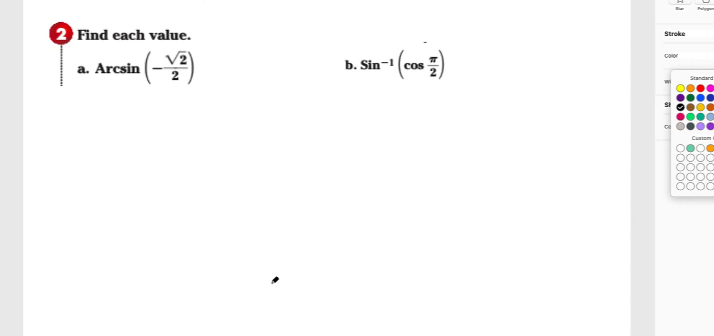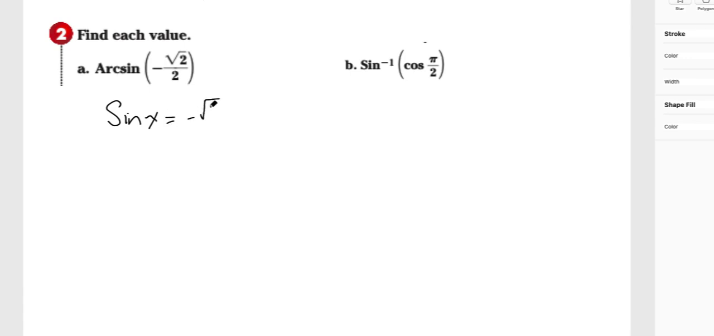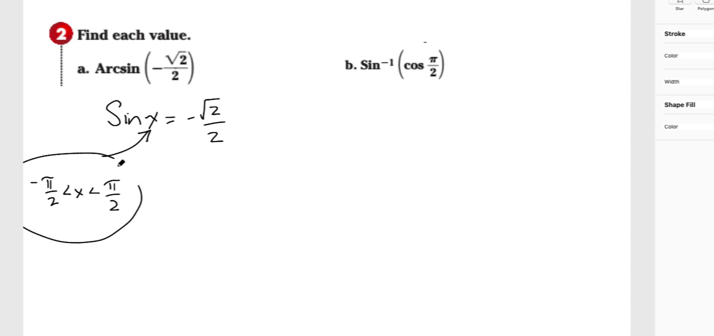All right, so let's look at example 2, and we're going to find each of the following values. We're looking for the capital arcsine of negative square root of 2 over 2. So if we're thinking about the sine function, we're thinking about when the capital sine of x is equal to negative the square root of 2 over 2. We remember that the domain for this x value can go from negative pi over 2 all the way up to pi over 2, right? And so what value within this particular space is going to give me negative root 2 over 2?